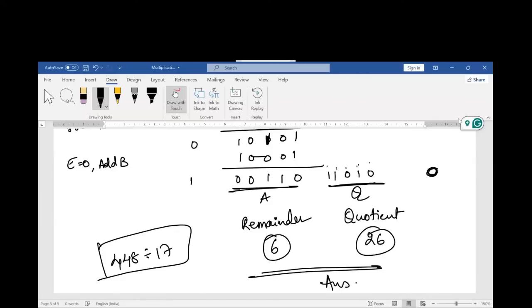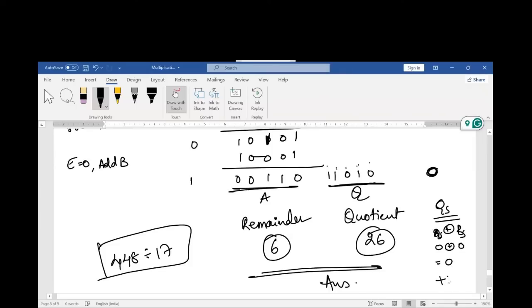Okay, so after performing the entire restoring algorithm, we got our final answer, quotient in Q, remainder in A. And what was our QS? QS is our sign. QS XOR BS, which was 0 XOR 0, which is equal to 0. So my answer is positive, positive 26. So this was all about restoring algorithm.